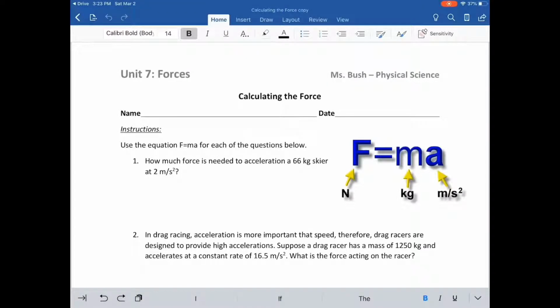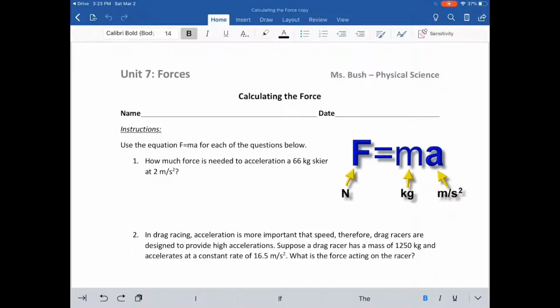For this video, we are going to be talking about the Calculating the Forces worksheet. So like every other worksheet, we will go through a couple problems together. I will show you how to rearrange the equation, but you will have to calculate the answer on your own. So we are going to go through the first question here.